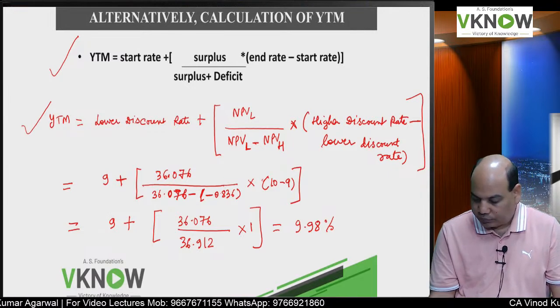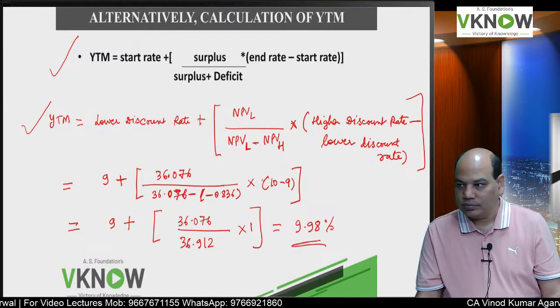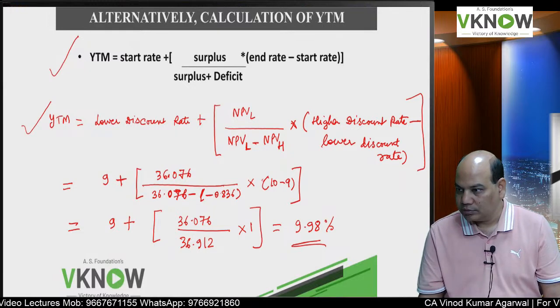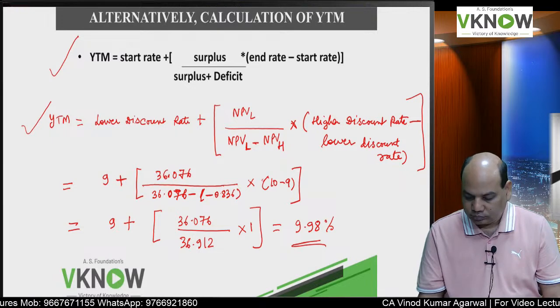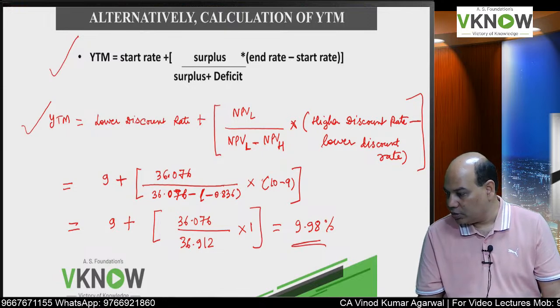9.98%. This is how you compute the IRR. Okay, 9.98%. Got it? Yes. Is everybody getting 9.98%?